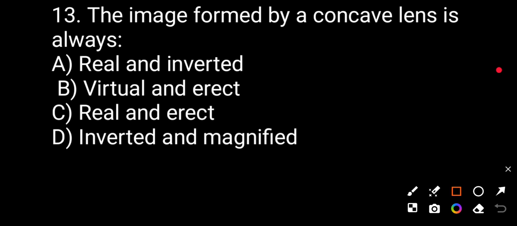Question number 13. The image formed by a concave lens is always option A, real and inverted, option B, virtual and erect, option C, real and erect, option D, inverted and magnified. The correct answer will be virtual and erect. Option B is correct.